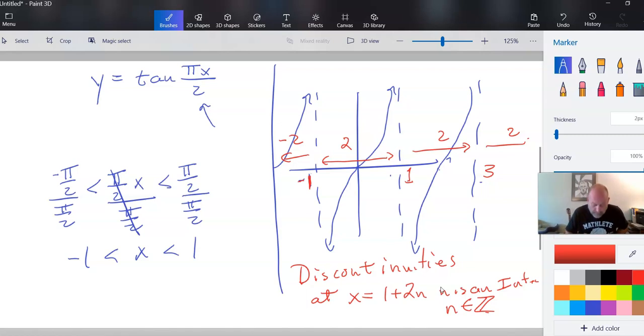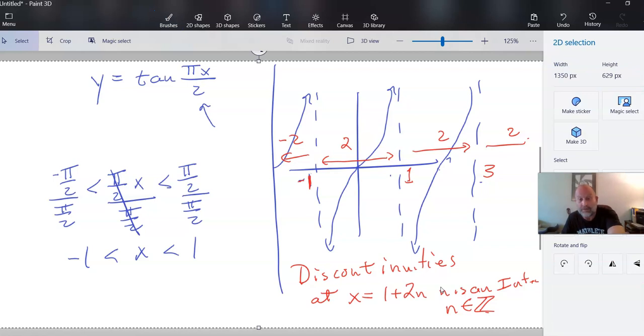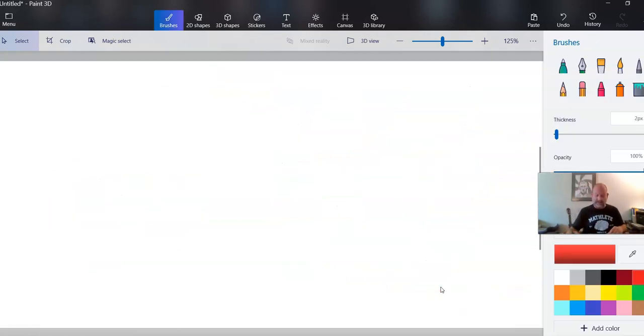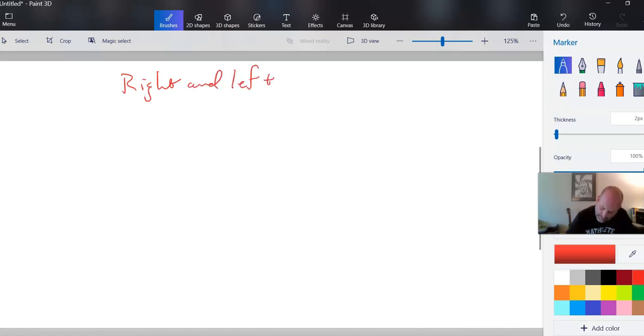So, okay, those are our main examples as far as that goes. Now I want to get to some technical details. One of the technical things I wanted to talk about is the handedness of continuity. So right and left-handed continuity.